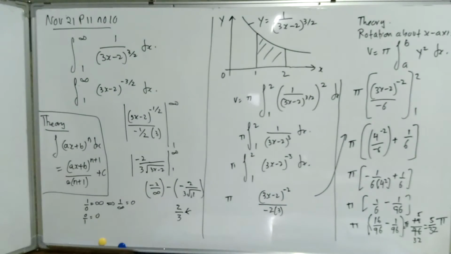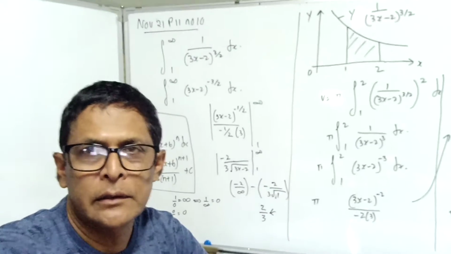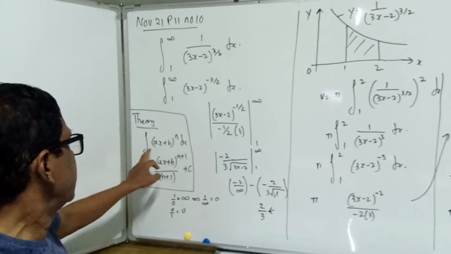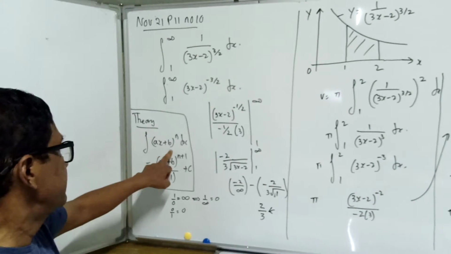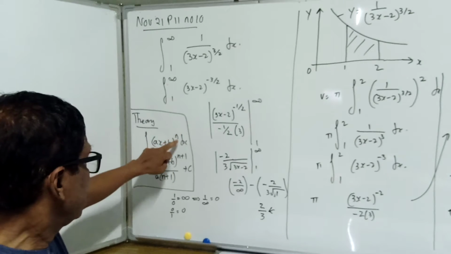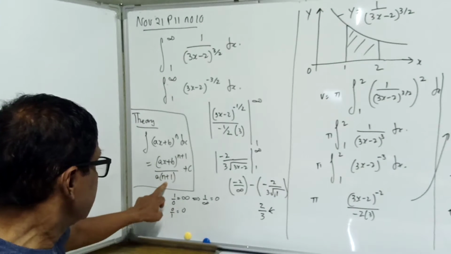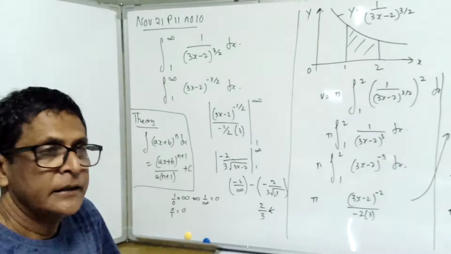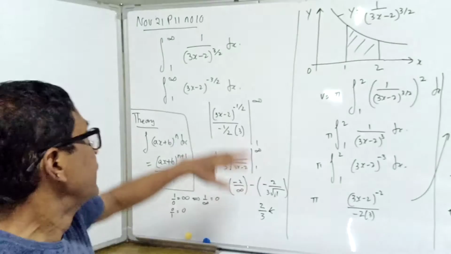Okay, the power becomes negative. So the theory is when you have integration of ax to the power n, you add 1 to n, then you put n plus 1 at the bottom, then you differentiate inside, you divide. This is the theory. It is very important to revise your theory.